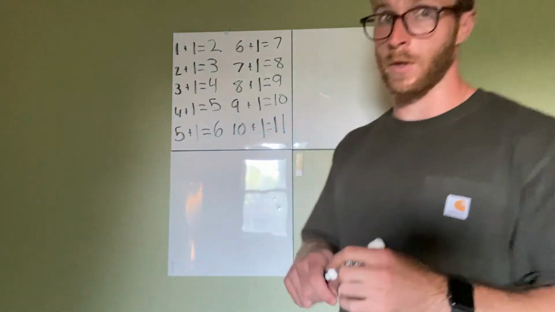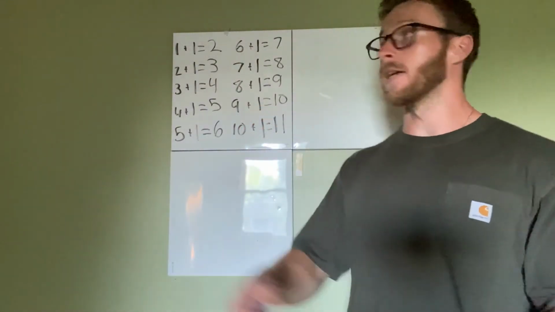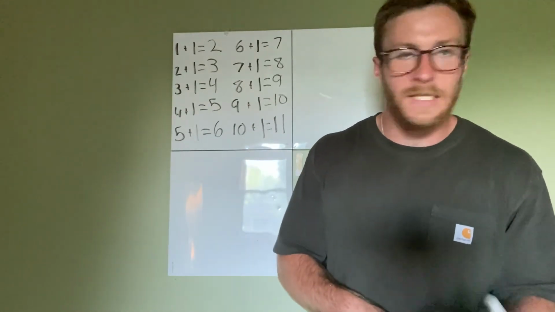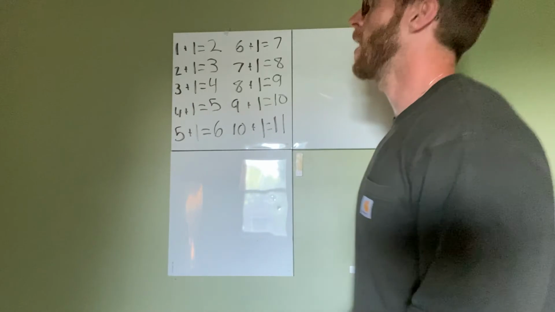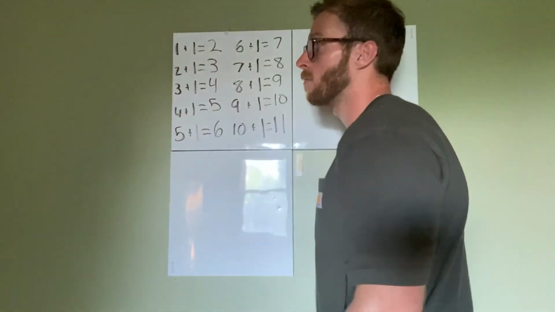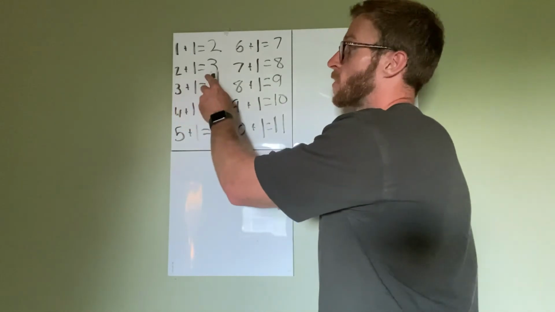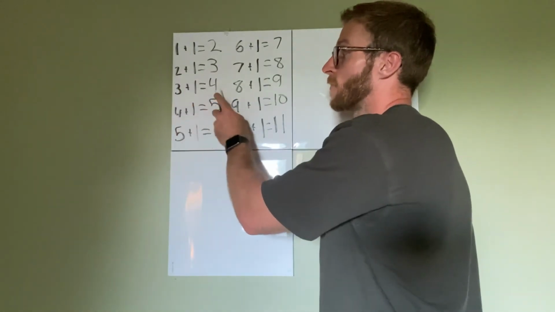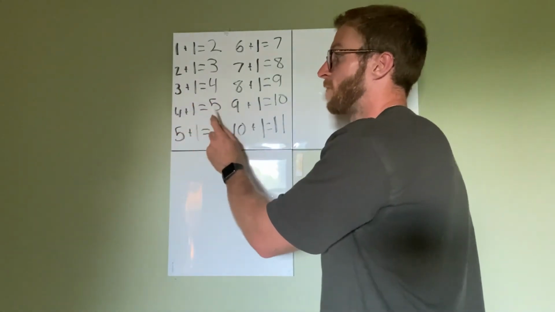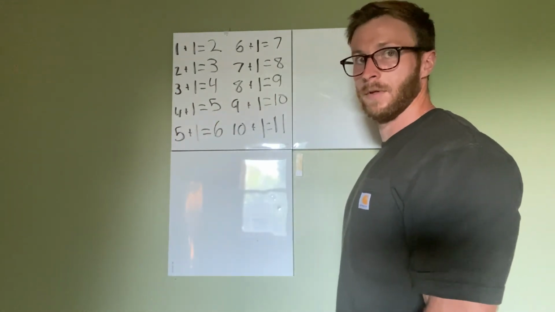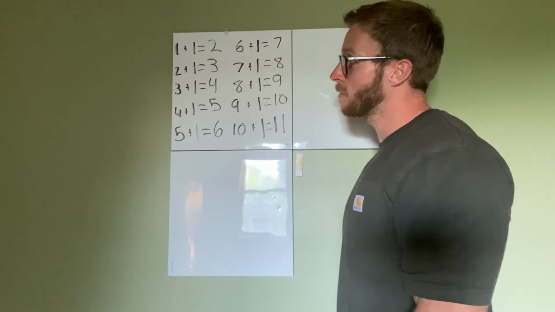All right, and we've worked with one more a lot already, and this is exactly the same thing. This is one more, or plus one. So now we had 1 plus 1 equals 2. We know that because it's one of our doubles facts. 2 plus 1 equals 3. 3 plus 1 equals 4. 4 plus 1 equals 5. What are we noticing? Notice any patterns?